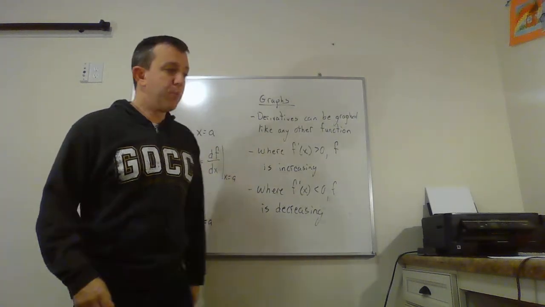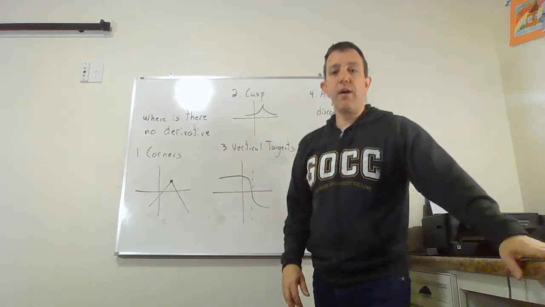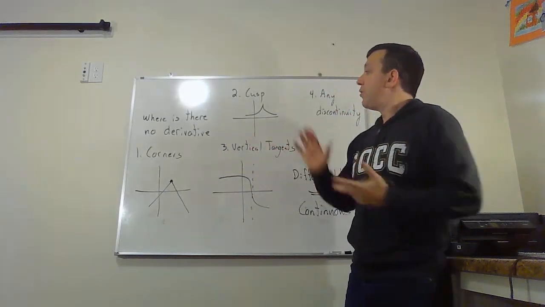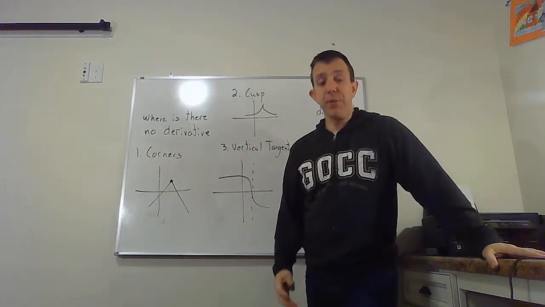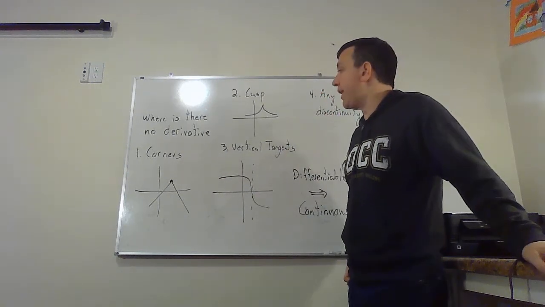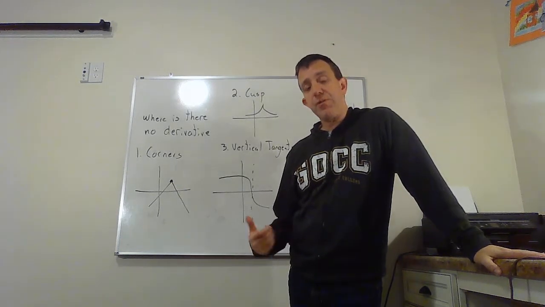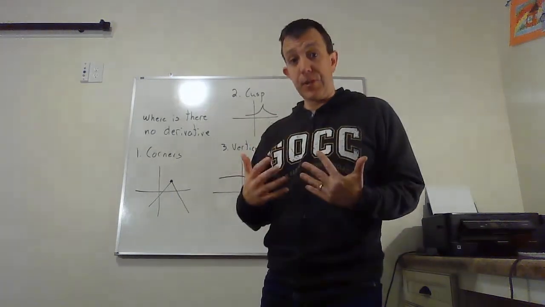All right, one more board and we should be all set. All right, here we go, last board. Where is there no derivative? So we have 4 places on a graph, or for a function, where we would have no derivative. First one is if you have a corner. Long story short, remember the derivative is the slope.